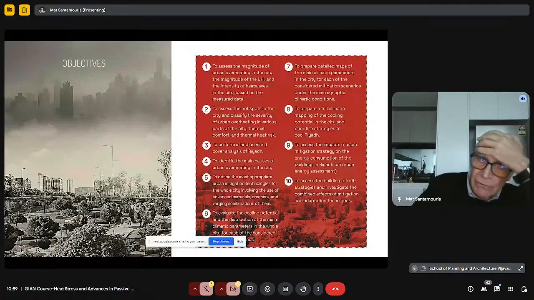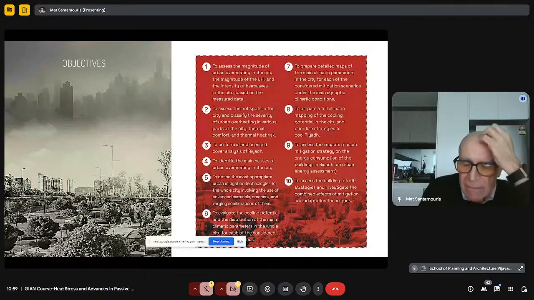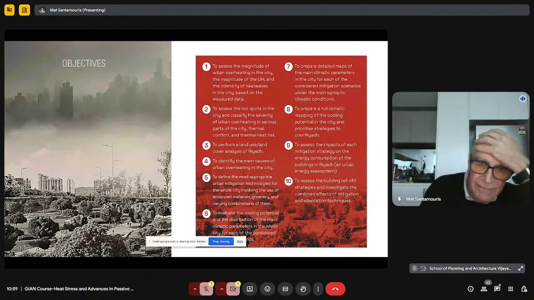Objectives of a mitigation project. First, in order to implement mitigation strategies in a city, we have to know the exact problem. If we don't know the characteristics of the problem, we risk solving the wrong problem or another problem. So the very first task of this study was to assess the magnitude of the urban overheating in the city, the magnitude of the urban heat island, and the intensity of heat waves in the city, of course, based on existing data.